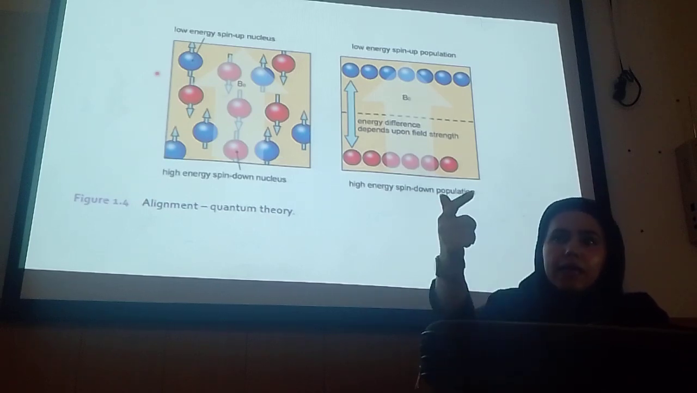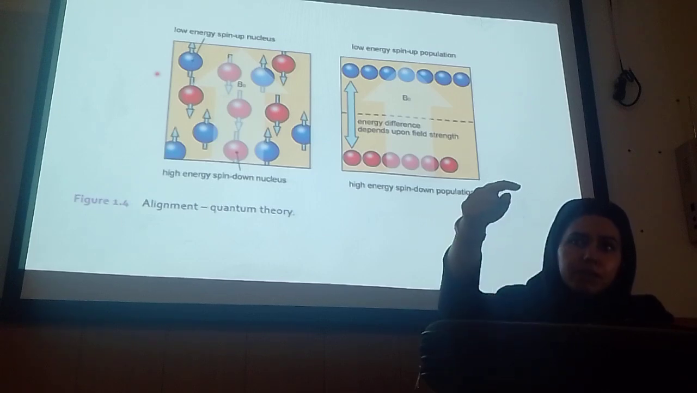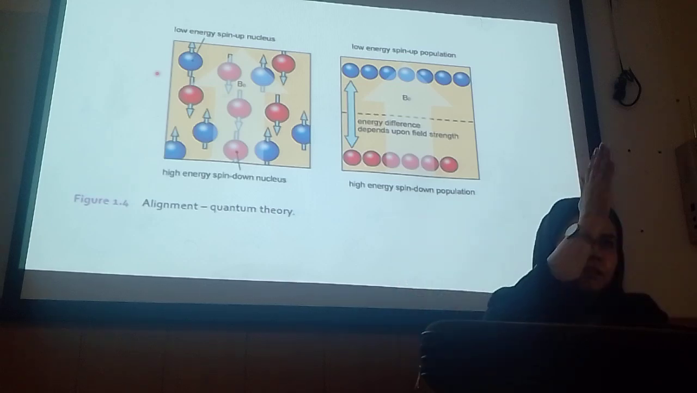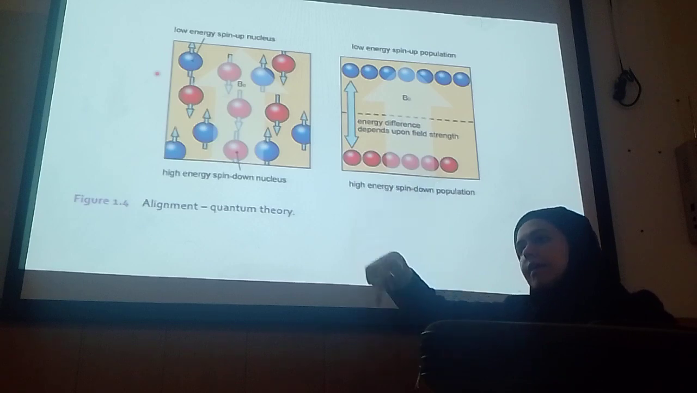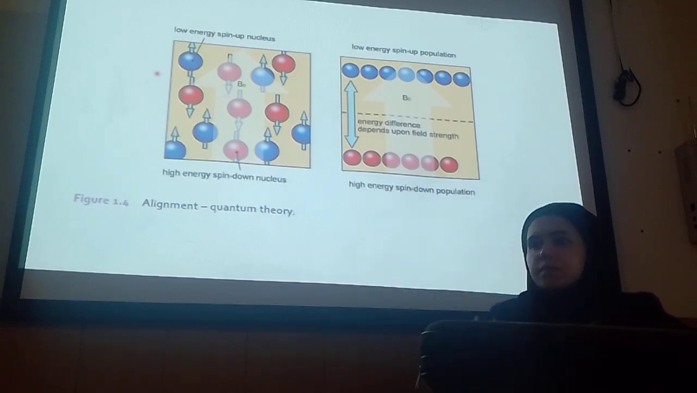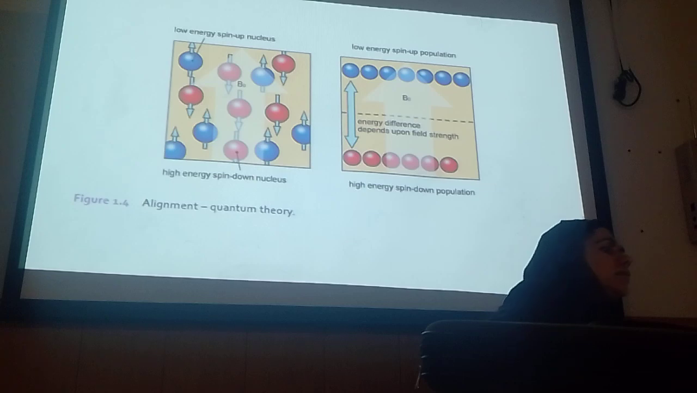M starts to change, starts to rotate from Z to X. This phenomenon can produce current or signal. This is a signal.